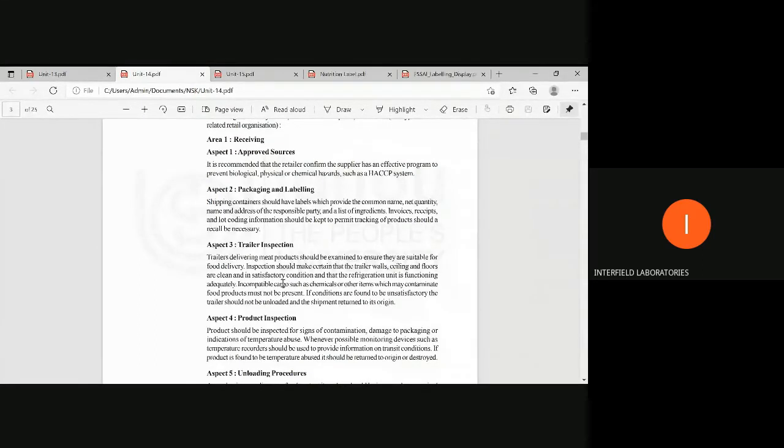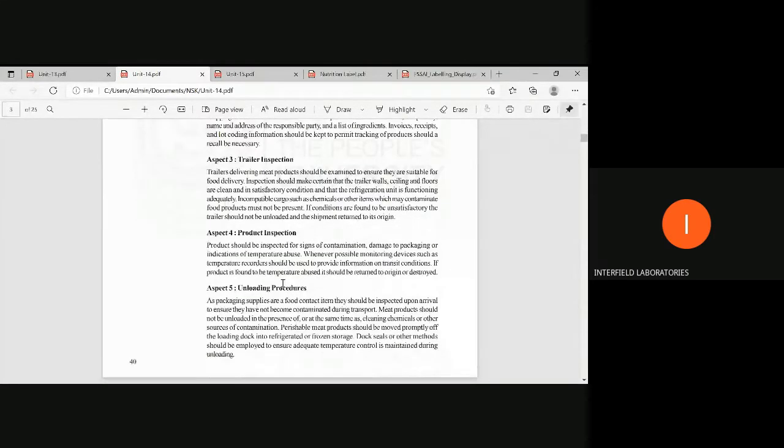Shipping containers should have labels. Invoices, receipts and lot coding information should be kept to permit tracking of all the products if necessary. The trailers delivering meat products should be examined to ensure that they are suitable for food delivery. Incompatible cargo must not be present along with the food products. Products should be inspected for signs of contamination, damage to packaging or indications of temperature abuse. If such things are noticed, the cargo should be returned to origin or destroyed.